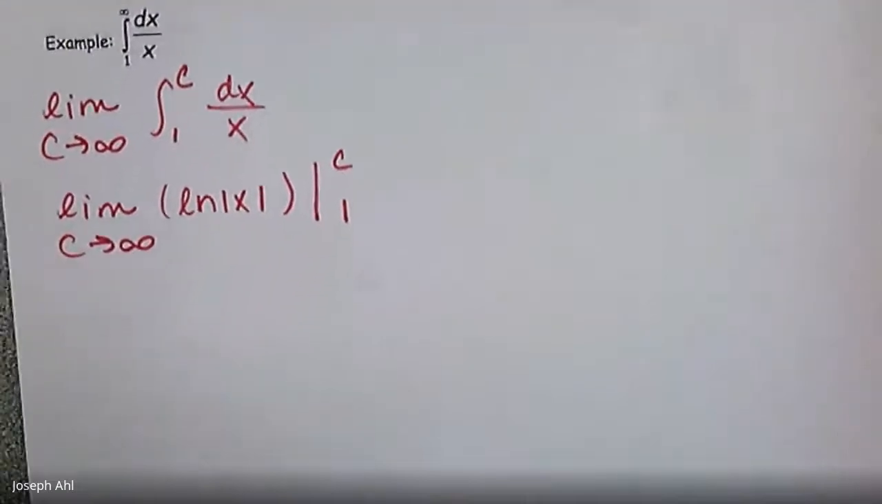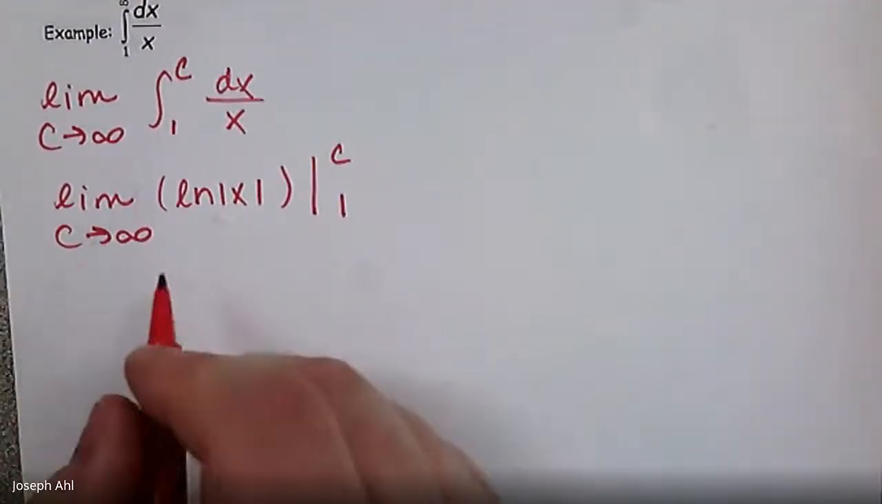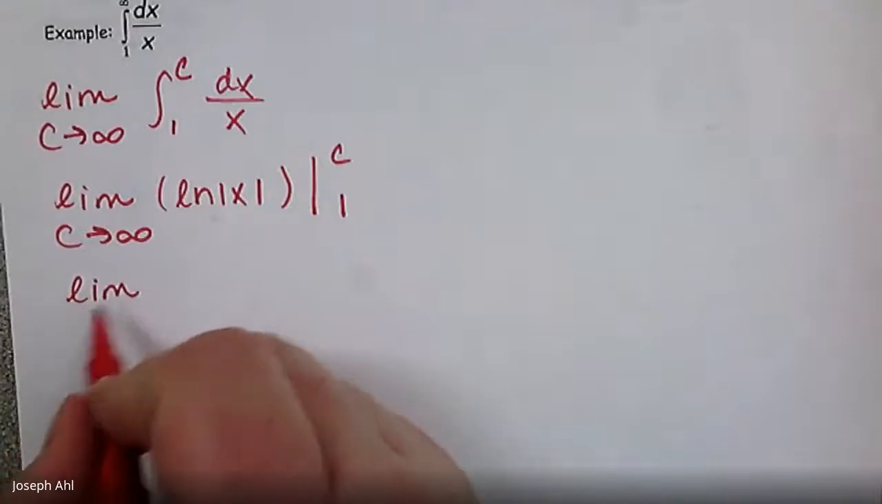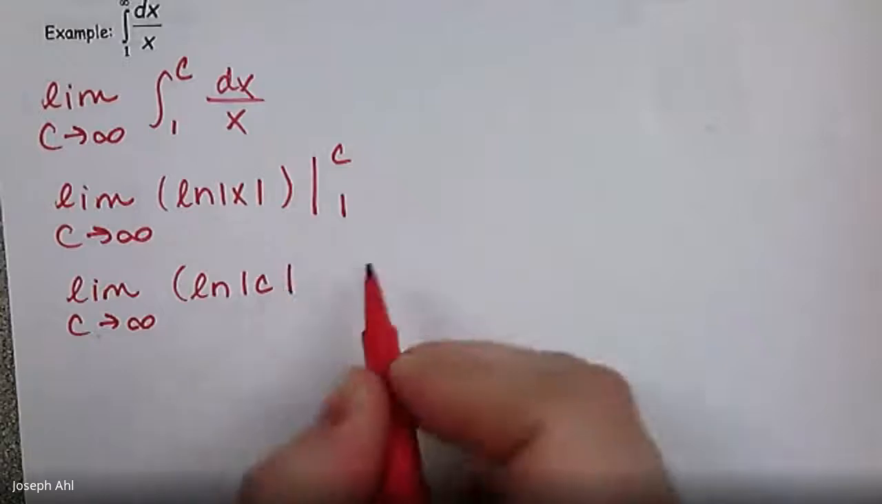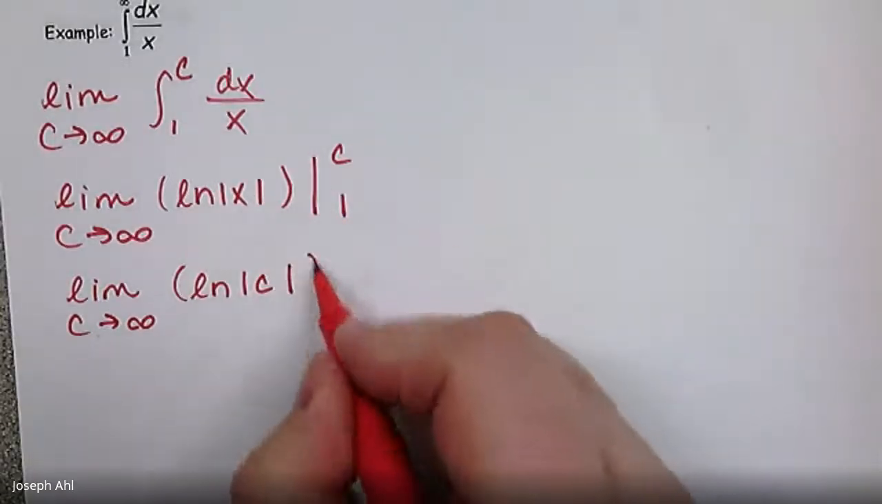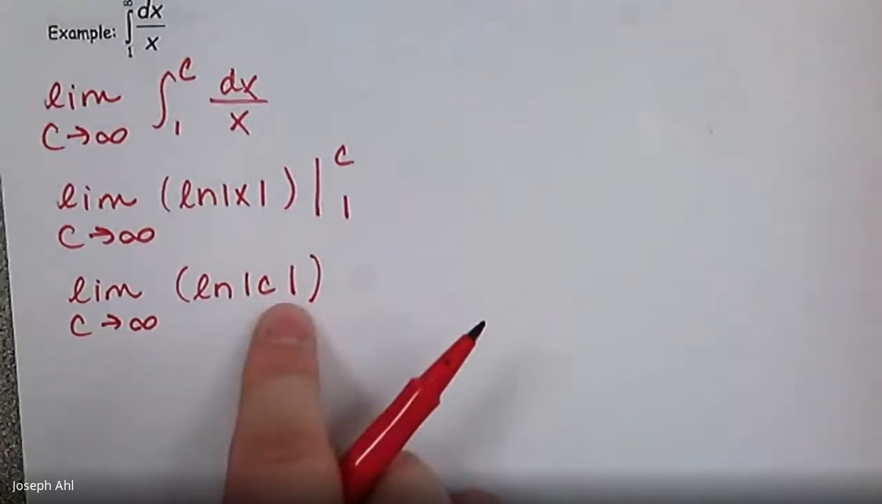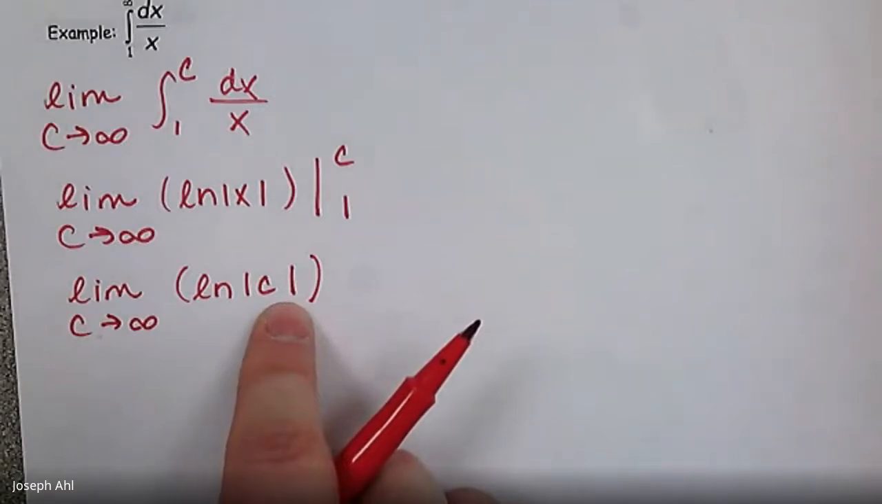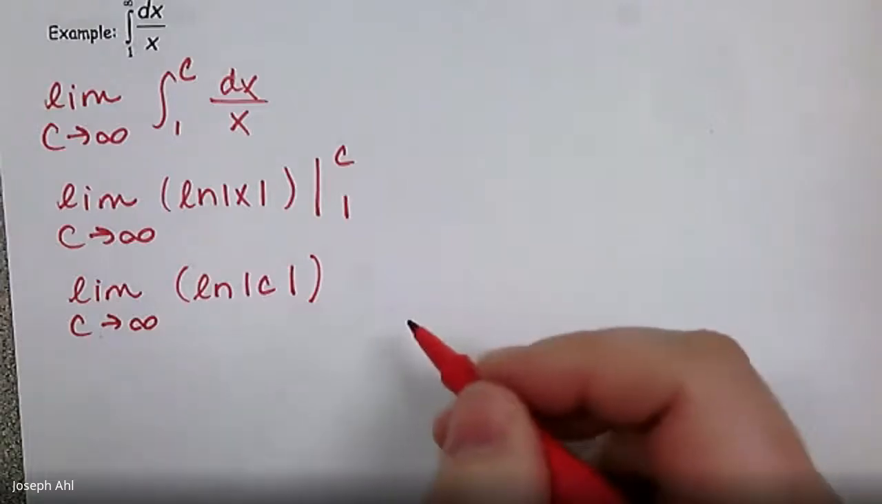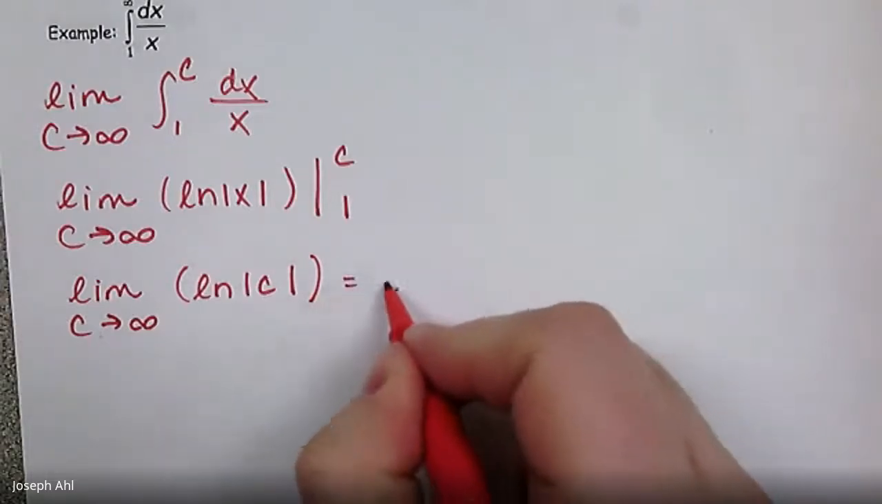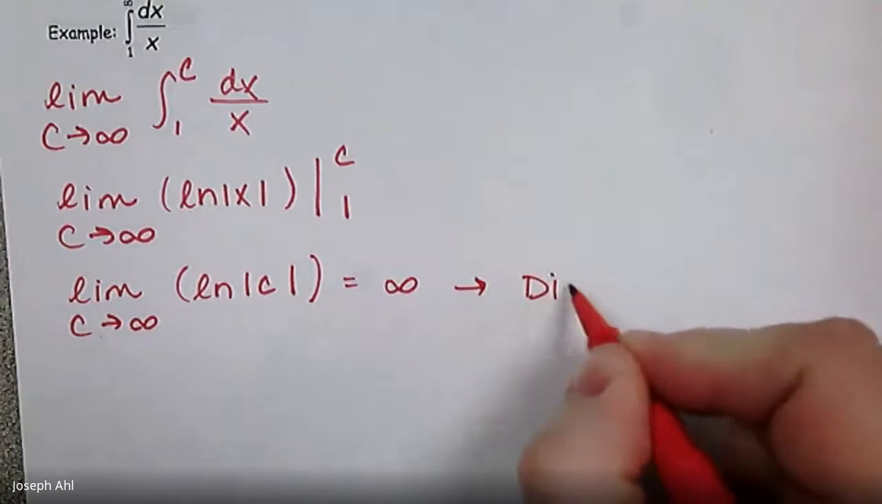Okay, plug in those upper and lower bounds. So it's the limit as c goes to infinity of ln absolute value of c minus the natural log of 1, which is 0. And as c goes to infinity, we know that this graph, ln of c, would approach infinity as well. So this goes to infinity and therefore diverges.